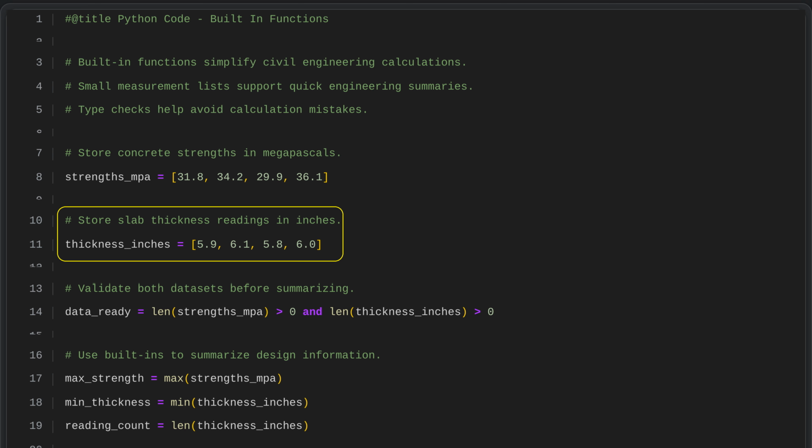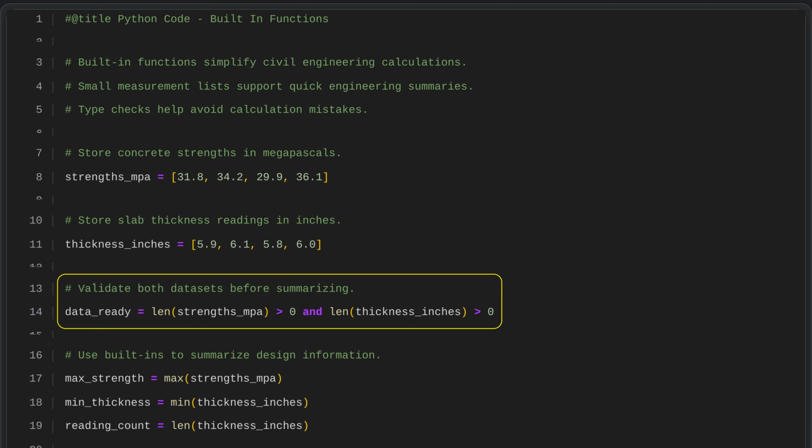A set of 4 slab thickness measurements in inches is stored for later engineering analysis. The readings are 5.9, 6.1, 5.8, and 6.0, and they will be used for summaries and validation checks. Before analyzing the datasets, we first confirm that both contain data. This means checking that the concrete strength values and slab thickness readings are not empty. If both lists have at least one entry, the data is ready for calculations and summaries.